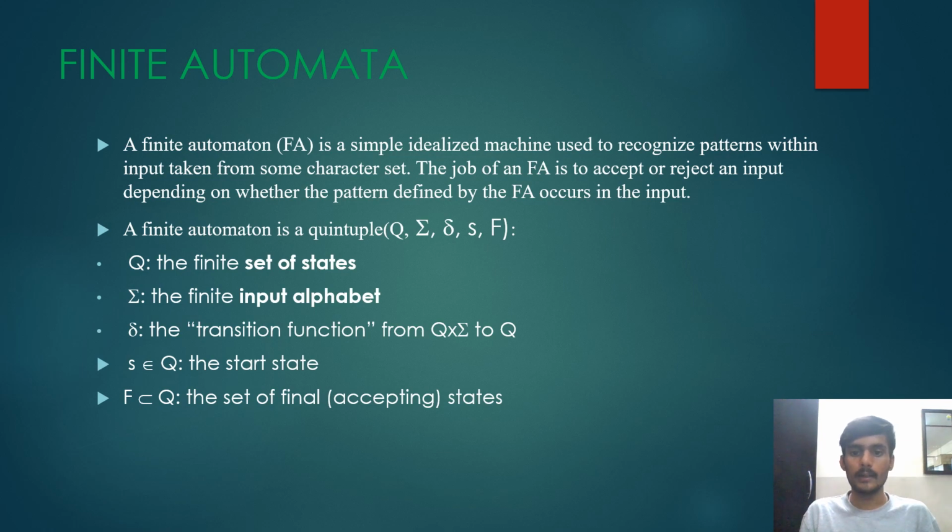Finite automata is a simple idealized machine used to recognize patterns within the inputs taken from some character set. The job of finite automata is to accept or reject an input depending on whether the pattern defined by the finite automata occurs in the input. The finite automata have five symbols. Q states the finite set of states. Sigma represents the finite input alphabet, and delta represents the transition function from Q cross sigma to Q. S is the starting state and F is the set of final states accepting all the strings.